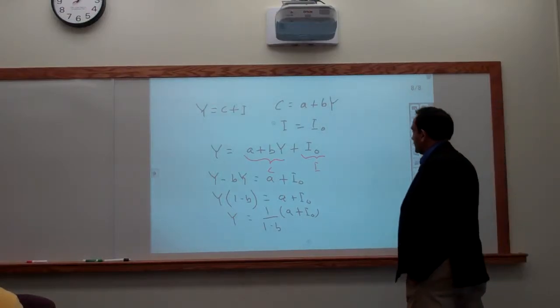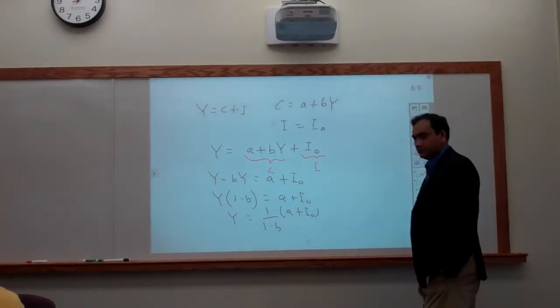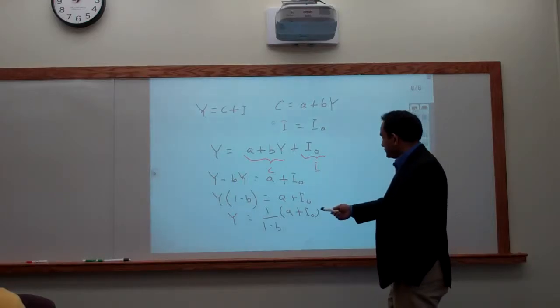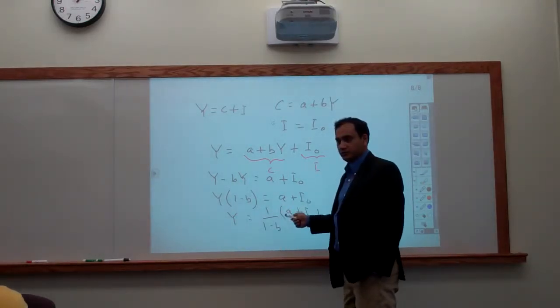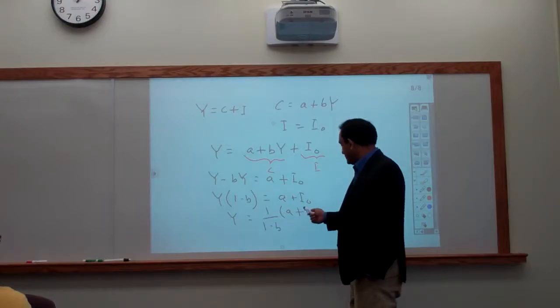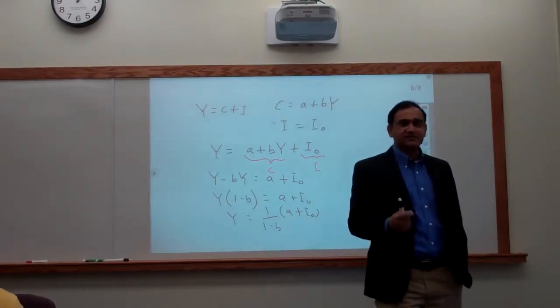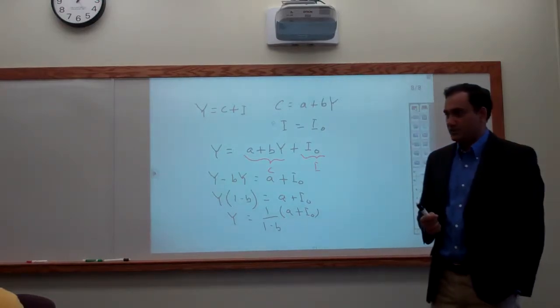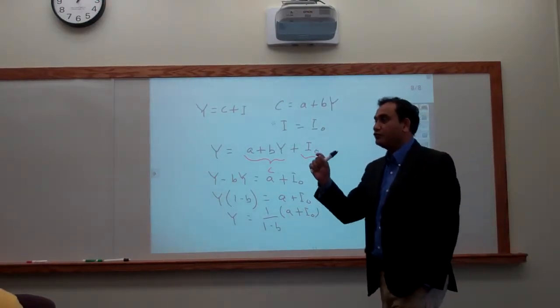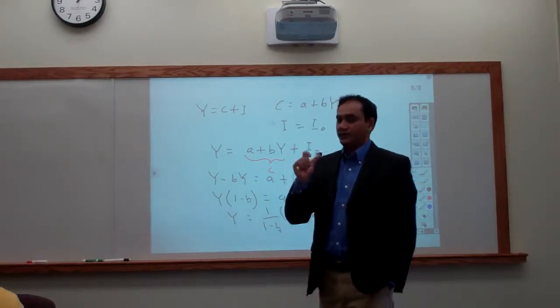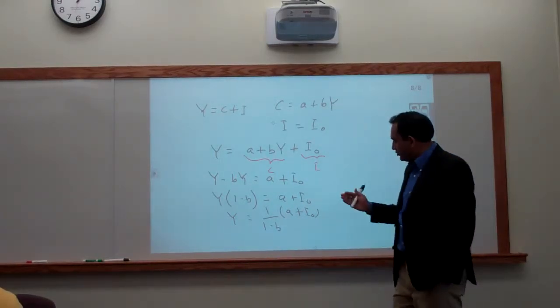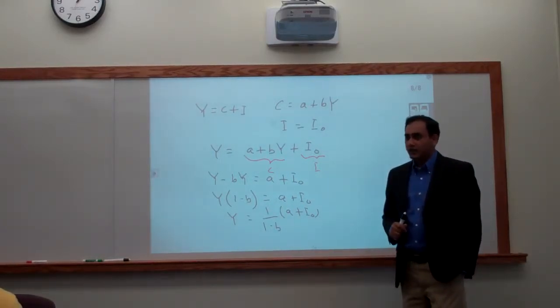Alright, so now we are ready to find the value of the multiplier. A is given to you, right? And investment is a predetermined variable. But now let's suppose investment changes by $1, or by some small amount delta. By how much would Y change as a result?